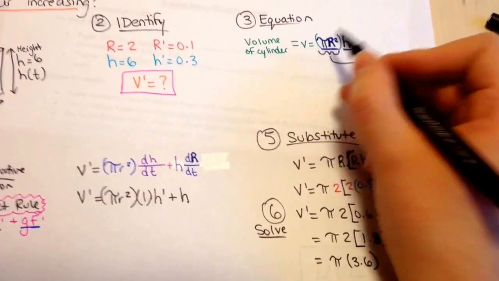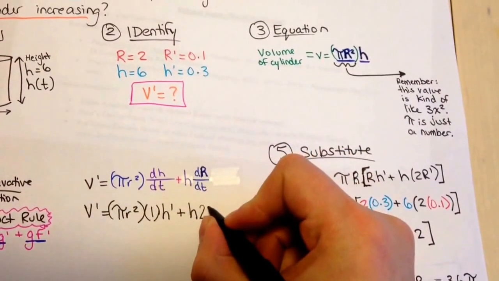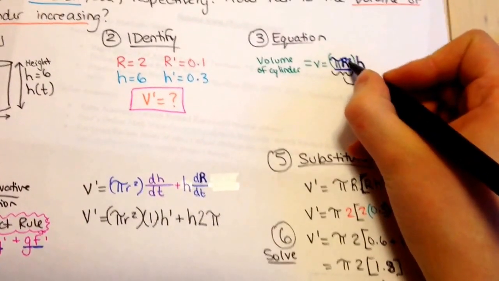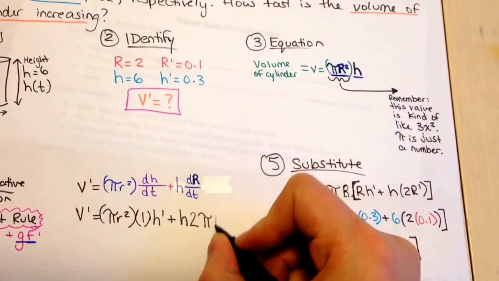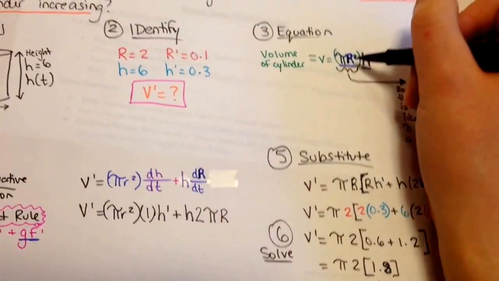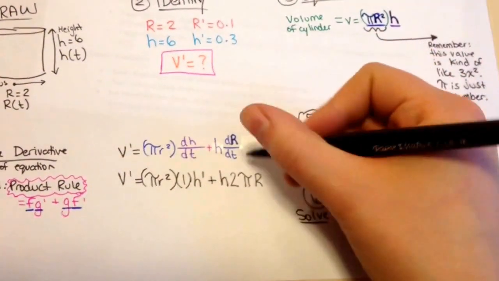So we have to bring the 2 down. The 2 comes down, and pi stays the same, and r squared becomes r to the 1. I'm not going to write 1 up here, I'm just going to leave it like that. But because radius is also a function of time, we also have to include r prime.